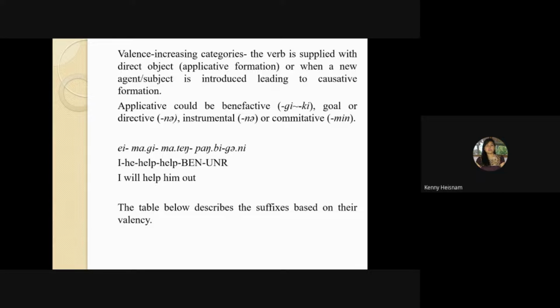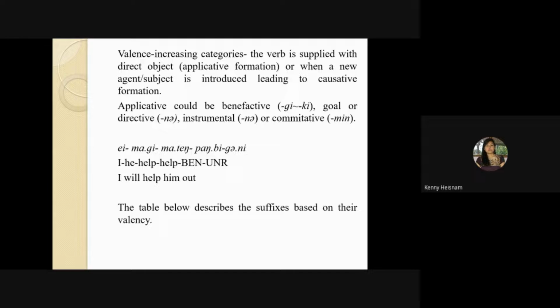In the case of the valence increasing categories, the verb has to be supplied with some applicative formation. It could be a direct object or an indirect object. So what are the things that are included under the applicative? Again, it could be benefactive. In the case of Manipuri, we have this marker, gi versus ki, according to different environments, goal, directive, instrumental, and commutative. In the example like, ay magi mating pangbigani, I will help him out.